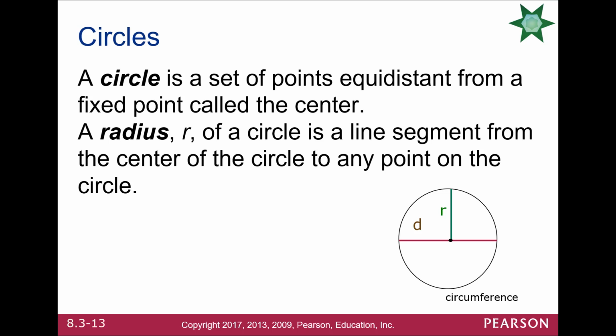Now we have circles, set of points equidistant from a fixed point we call the center. If you have a line that goes through the center from one side to the other, we call it a diameter. If it only goes from the center to the edge, we call it a radius. So a radius is 1/2 the diameter. If you give me the diameter of a circle, but a formula uses a radius, you have to make sure to first take half of the diameter.